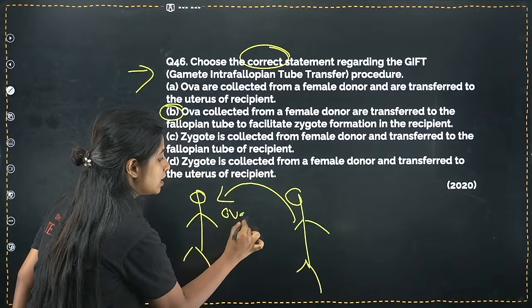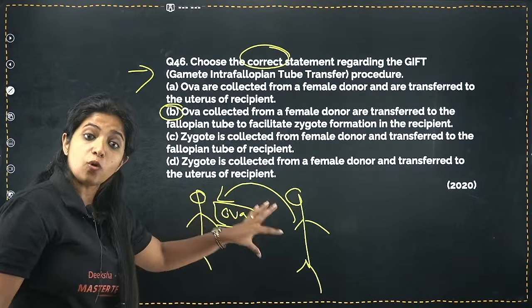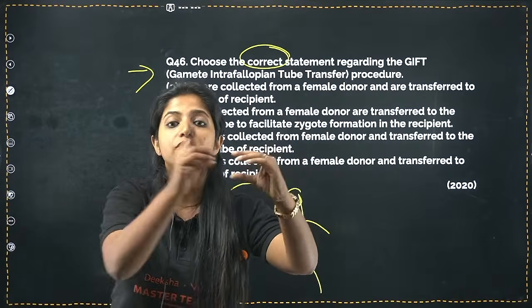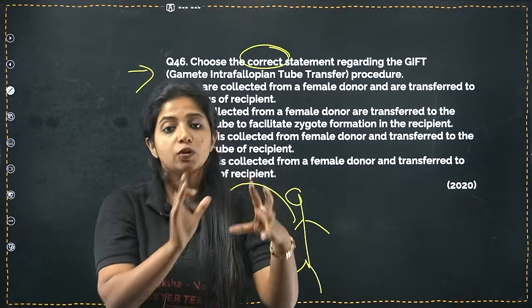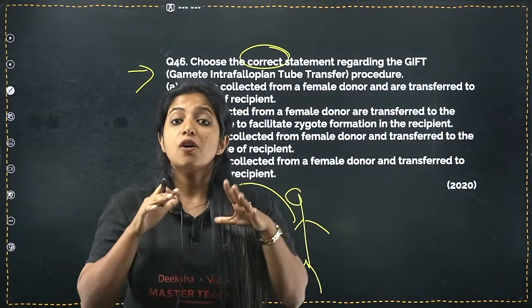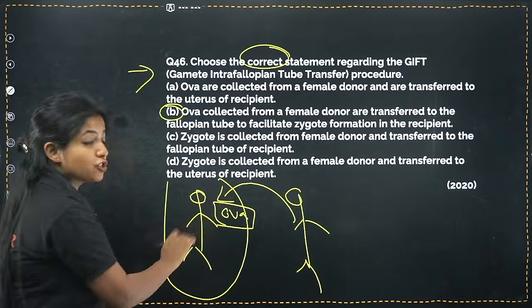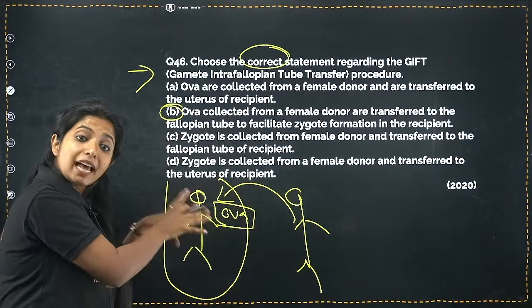What is a gamete here in the case of female's ova? So ova is transferred where? In the fallopian tube, because the fallopian tube is the place where fertilization is going to happen, right? So it is transferred into the fallopian tube. Fertilization happens in the female's body itself. It's not happening outside. It's happening inside the female body.